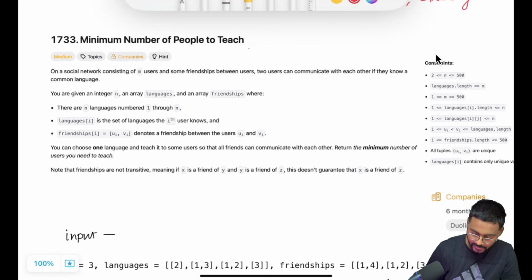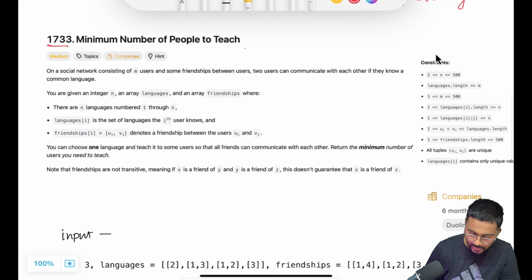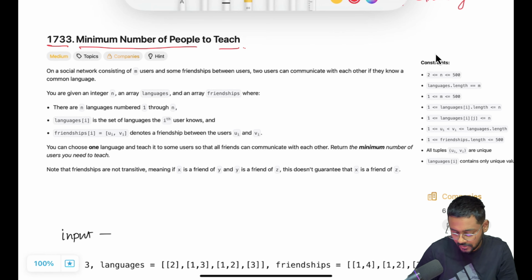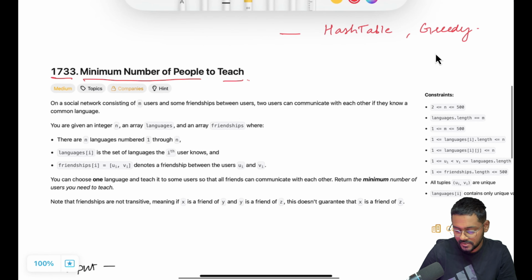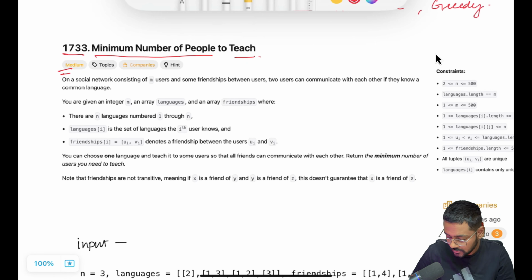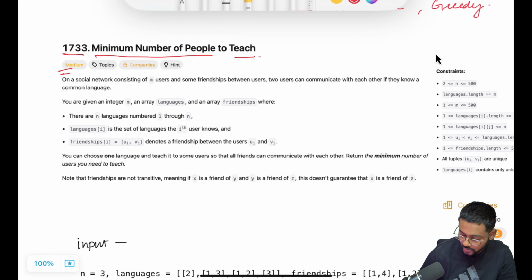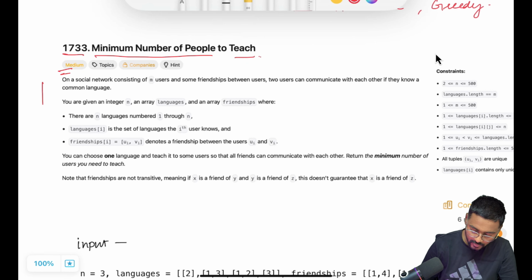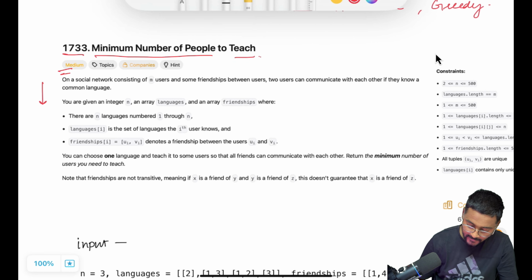Today we'll be solving LeetCode problem ID 1733, minimum number of people to teach. This problem is based on the concept of hash table with greedy. It is marked as medium and asked in Duolingo in their coding interviews. Let's have a look at the problem statement and see what they are saying.